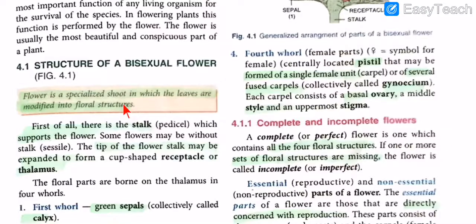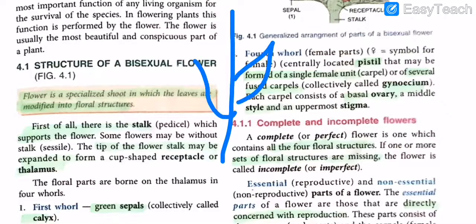Let's try to break it down. What does this definition over here mean? Flower is a specialized shoot. Now we all know how a shoot is. First you have the root, then you have your stem, then you have the leaves on them, and then you have the flower, right? So what is a flower now? It's a specialized shoot, right?